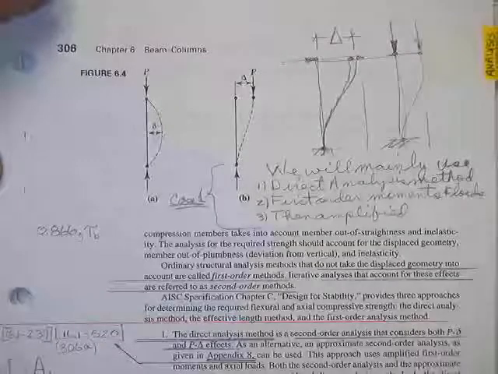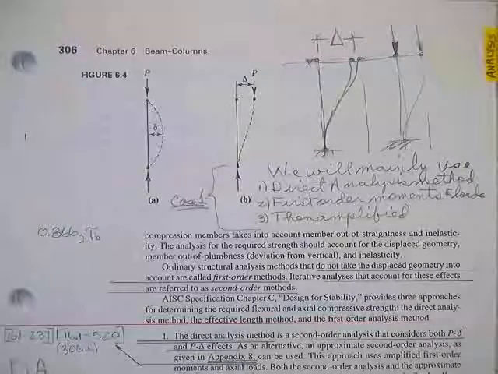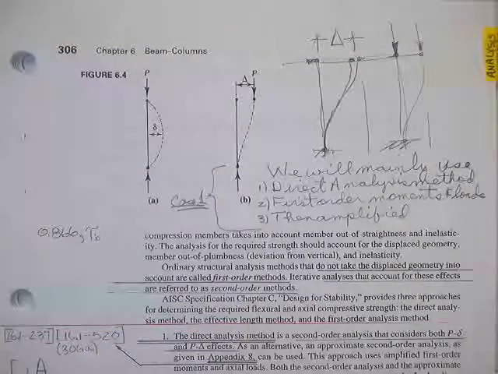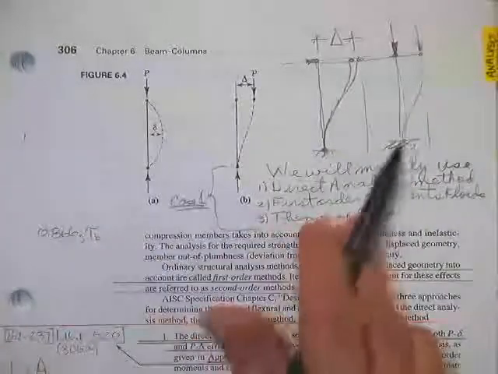But if you're just doing regular old designing of something and you have a first order analysis, then you need to correct your moments for these effects. Number one, P little delta. Number two, P big delta.